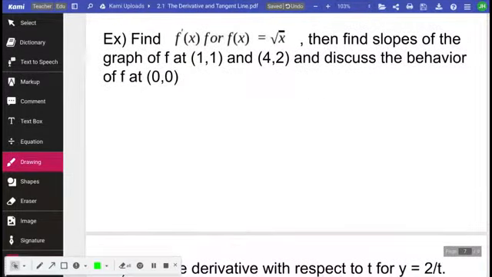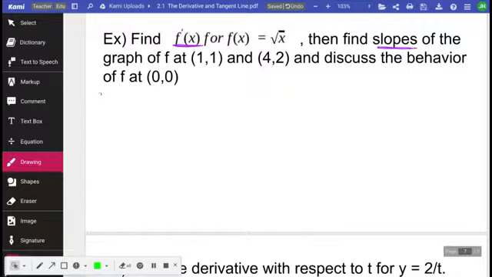All right, find f prime of x. That means asking for the first derivative for f of x equals root x. Then find the slopes of the graph of f at (1, 1) and (4, 2), and then discuss the behavior of f at (0, 0). So there's a lot in this problem. Again, when it says find the slopes, it is asking for the slope of the tangent line, and the slope of a tangent line is the same as f prime of x. Okay, so no big deal there.